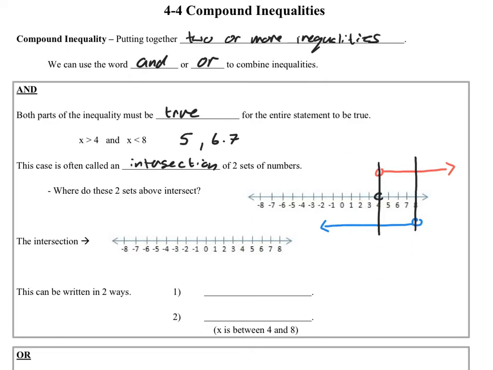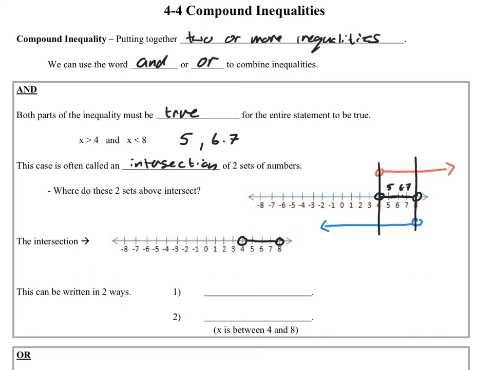So we would still have an open circle at 4 because 4 doesn't satisfy both of those. Open circle at 8, and then all those values in between satisfy. So there's our 5 and our 6.7 and a bunch of other numbers that work for both of those inequalities. If we were graphing the intersection, or the "and" inequality, we would just graph the part that works for both. So open circle at 4 all the way up to an open circle at 8.